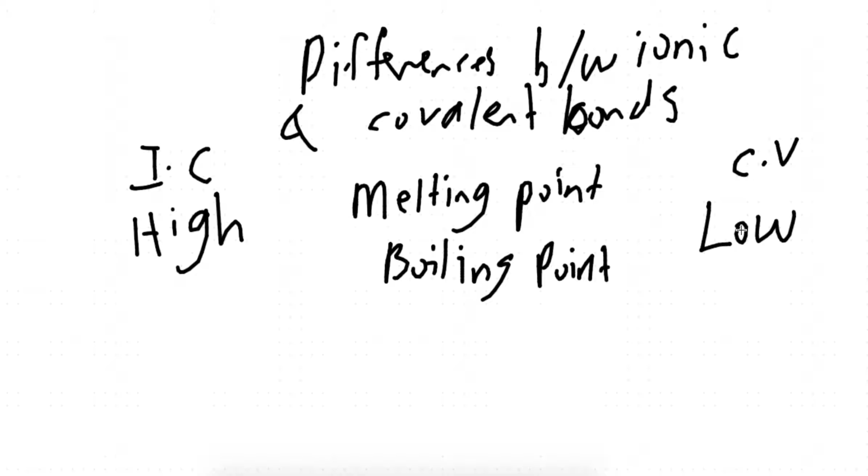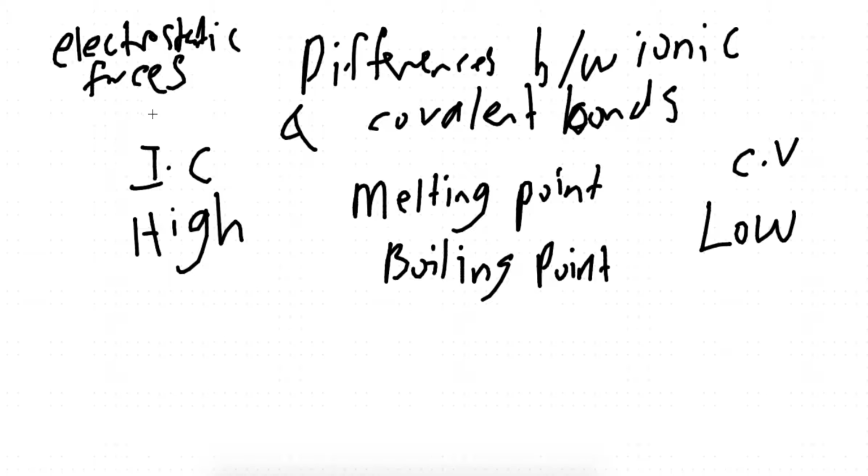Ionic bonds are, remember, between a metal and a non-metal, okay? So, there are strong electrostatic forces between ionic bonds, and these bonds are usually hard to break. You need a lot of heat to break these strong electrostatic forces. Therefore, the melting and boiling point for ionic compounds are high.